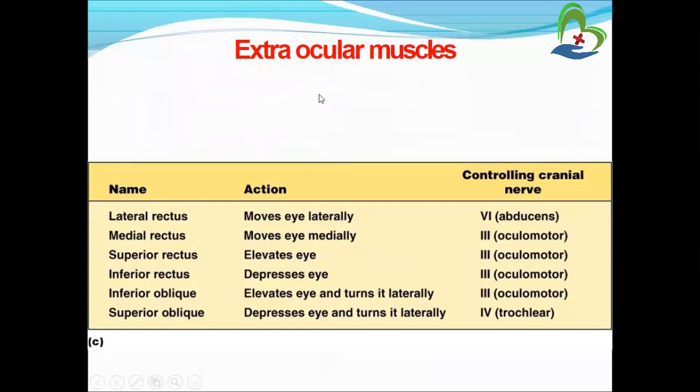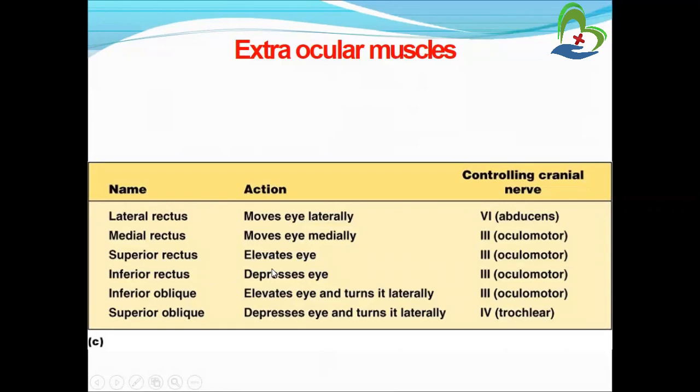As we learned in the previous slide, there are mainly six extraocular muscles. Here, in table form, is the nerve which controls each, the action of each, and the muscles involved. First of all, the lateral rectus, which moves the eye only to the lateral side and is controlled by the abducens nerve. Then the medial rectus, which moves the eye only medially and is controlled by the third nerve, the oculomotor. The superior rectus is also controlled by the oculomotor and elevates the eye. The inferior rectus is controlled by the oculomotor again and depresses the eye.